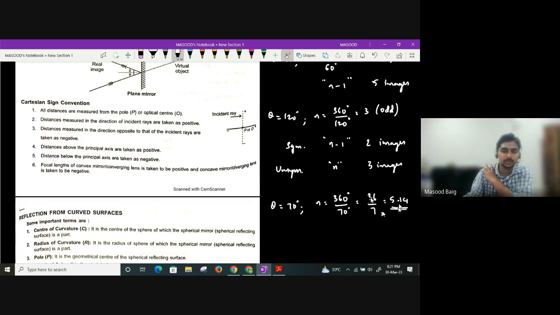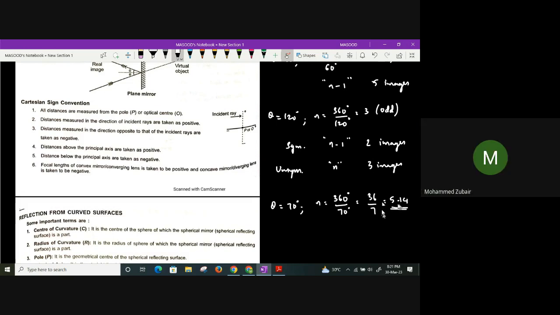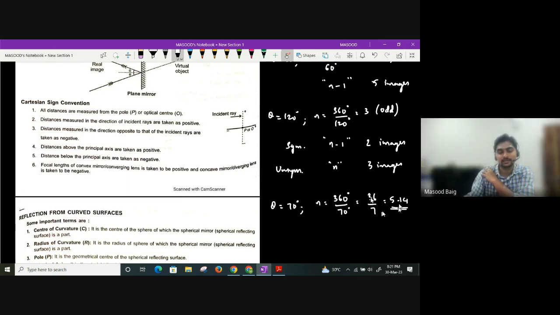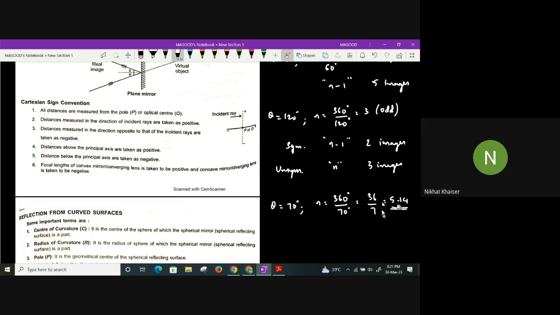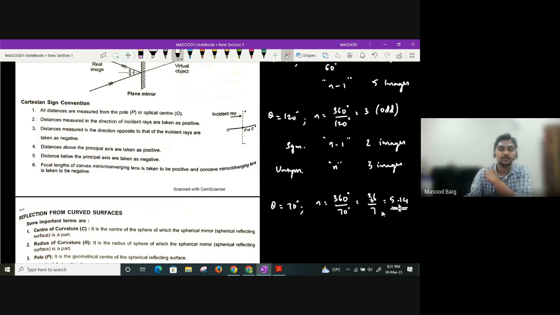Is it an odd number? Is it an even number? It is neither odd nor even. It is a fraction. So which value is closer to this fraction and less than the fraction? 5. So how many images will be formed, guys? 5 images will be formed if it is a fraction. Understood, everyone? Yes or no?